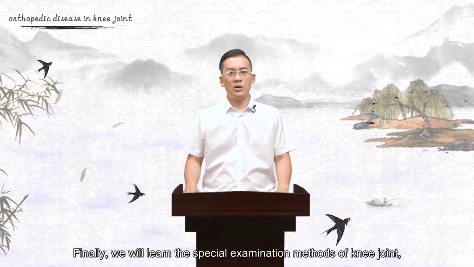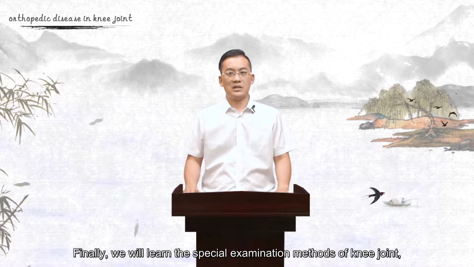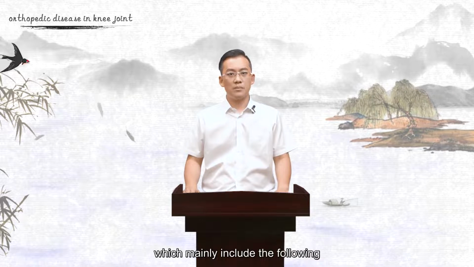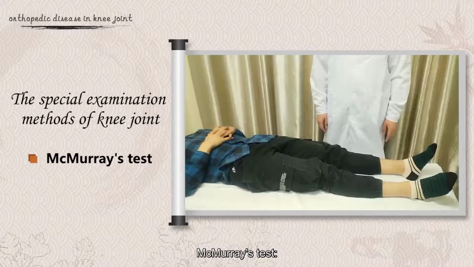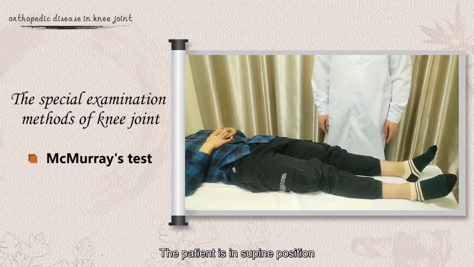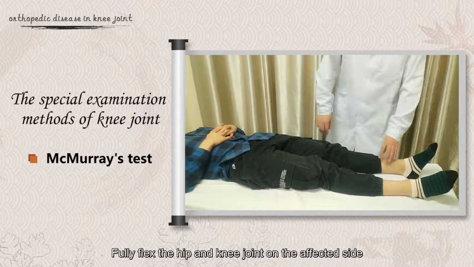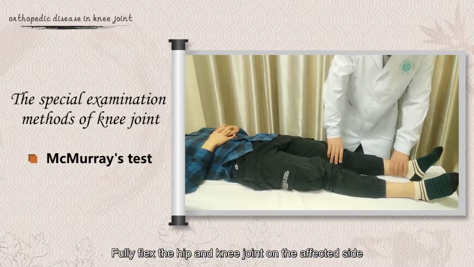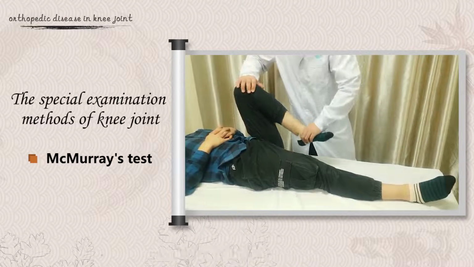Finally, we will learn the special examination methods of the knee joint, which mainly include the following. McMurray's test. The patient is in supine position. Fully flex the hip and knee joint on the affected side. Try to keep the heel touching the hip.